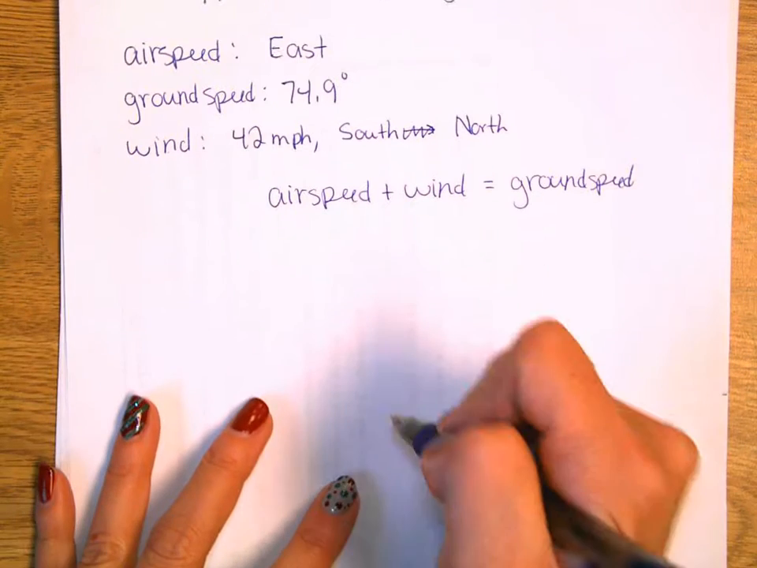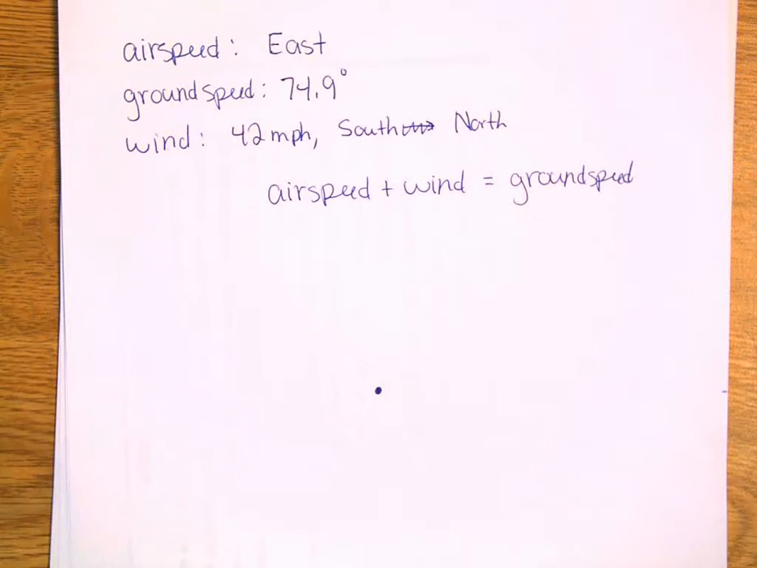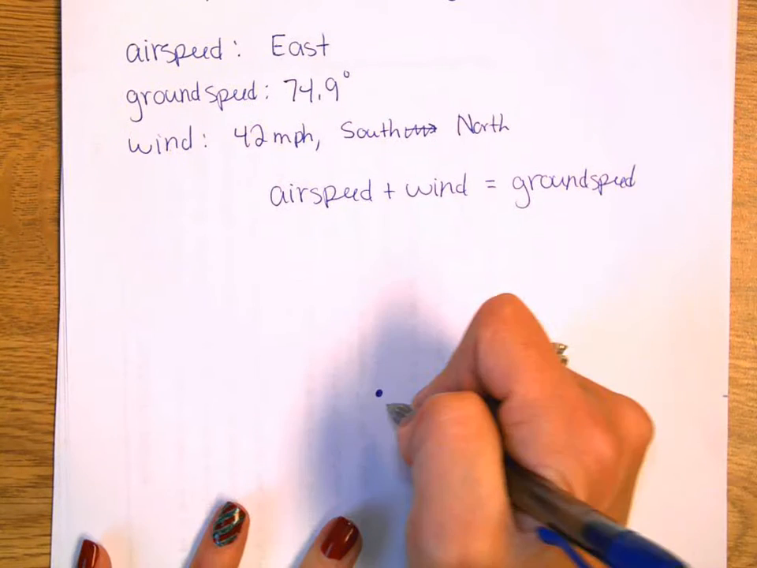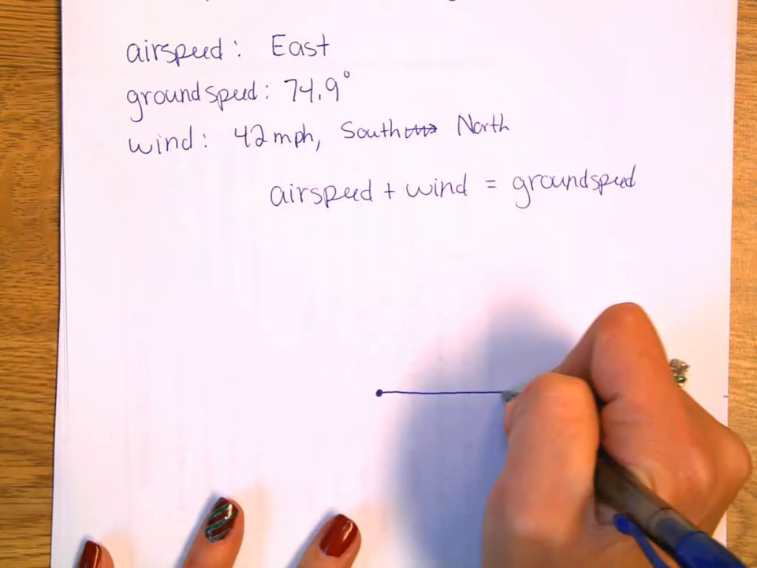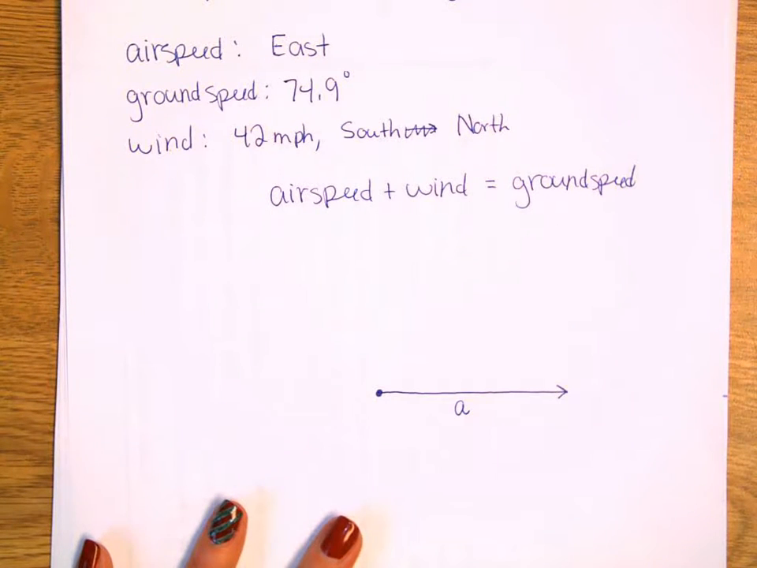So, start in the middle of your paper, come down, draw a point. This is where I'm going to start. I don't care. Do you want to start with airspeed or wind? Airspeed. Okay, what do I know about the airspeed vector? It's east, so I can draw an east. I'll use little a for airspeed.